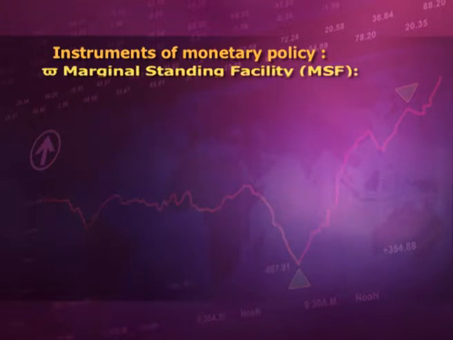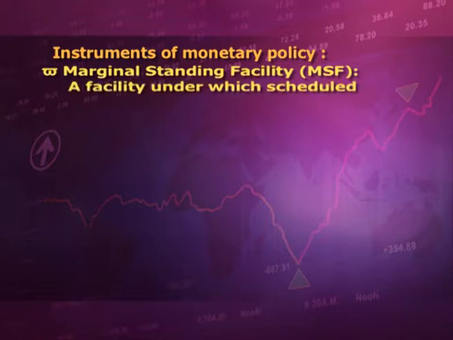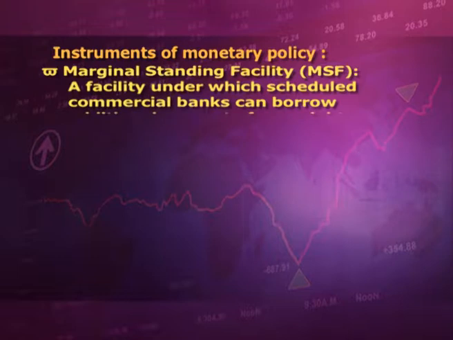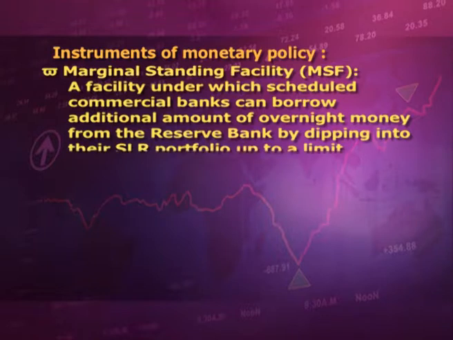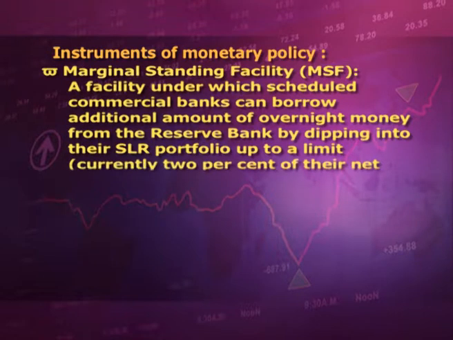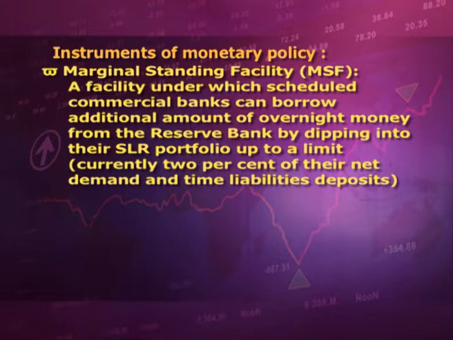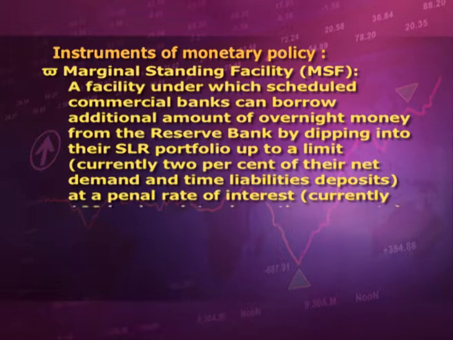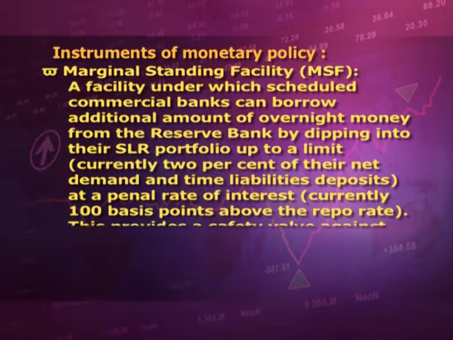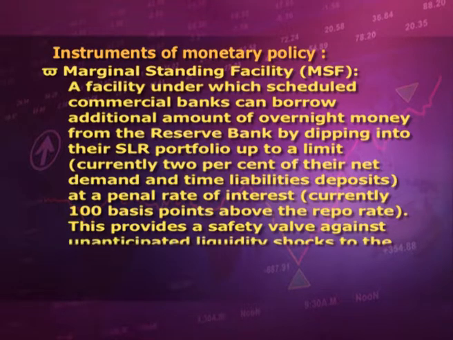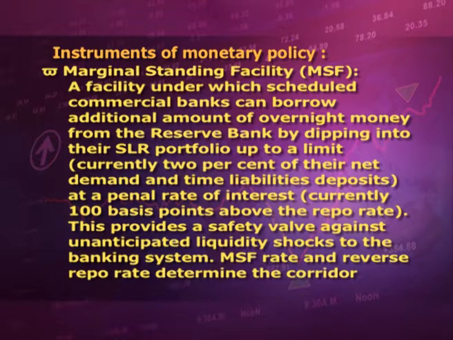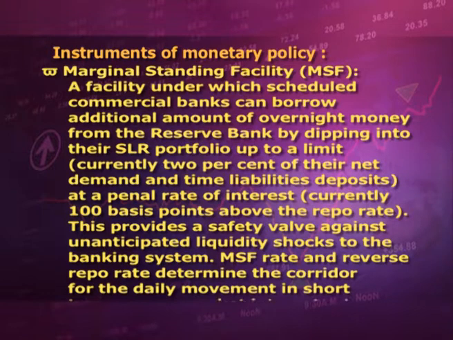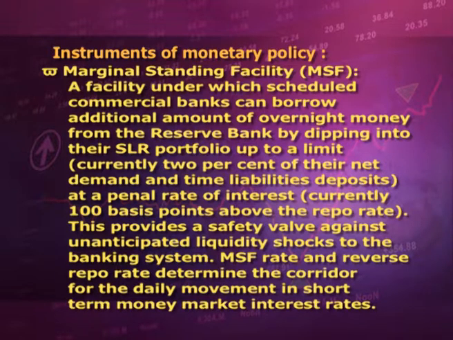Another is MSF, that is Marginal Standing Facility, a facility under which scheduled commercial banks can borrow additional amount of overnight money from Reserve Bank by dipping into their SLR portfolio up to a limit. Currently, 2% of their net demand and time liabilities deposits at a penal rate of interest. Currently, it is 100 basis points above the repo rate. This provides a safety valve against unanticipated liquidity shocks to the banking system. MSF rate and reverse repo rate determine the corridor for the daily movement in short-term money market interest rates.